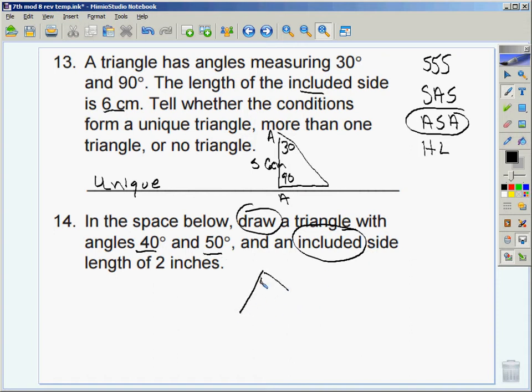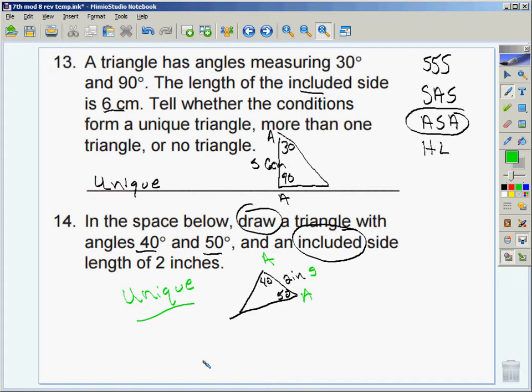So if I drew an angle that was 40 degrees, and another angle that was 50 degrees, and this side was 2 inches, this would still be angle, side, angle. Would this be unique? Yes or no? Is it in my list? Angle, side, angle. So it would therefore be unique. If we actually took the time to draw it, everybody should be exactly the same.